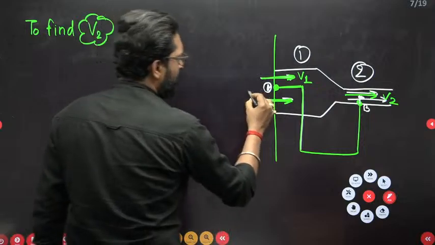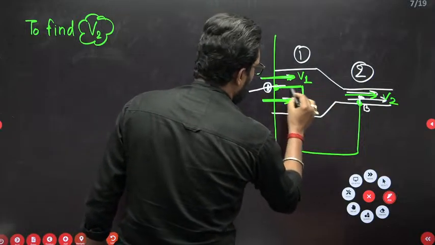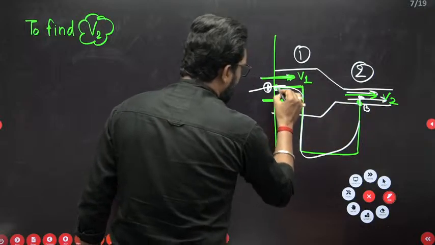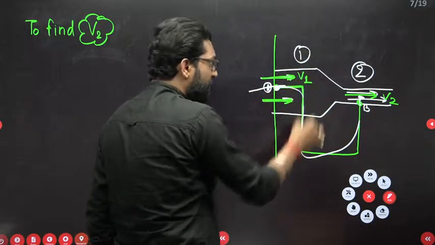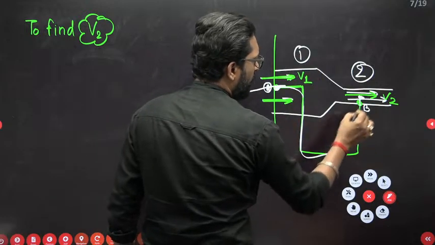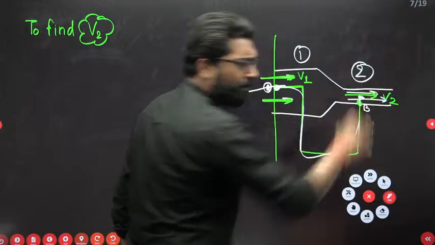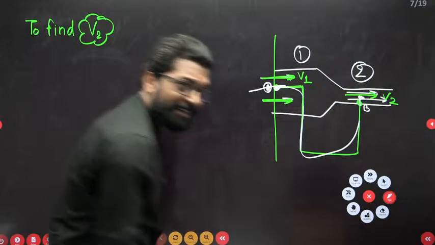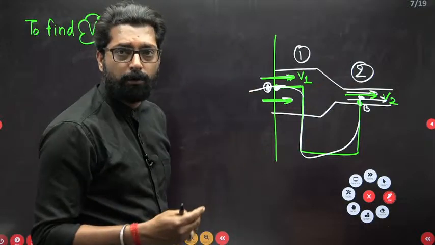So if you apply the Bernoulli equation from this streamline, A and B, at point A the velocity is 0. At point B the velocity is the same as the cross-sectional velocity. Why? Because there is a uniform velocity, so cross-sectionally the velocity is the same throughout.